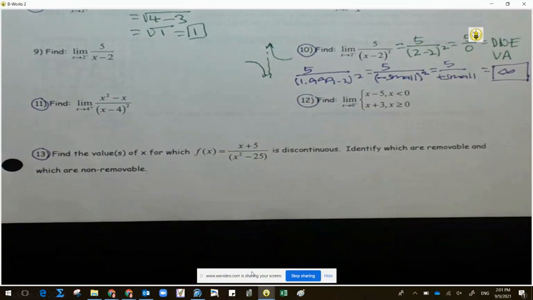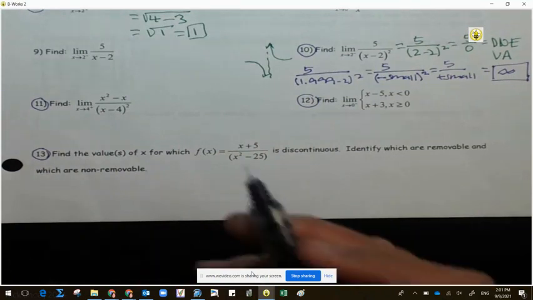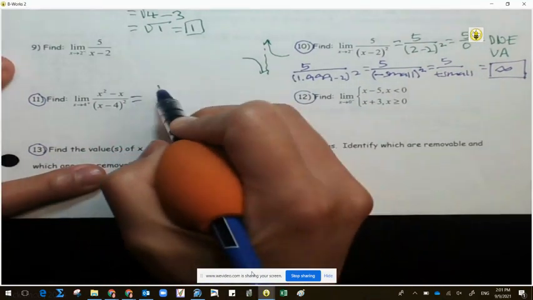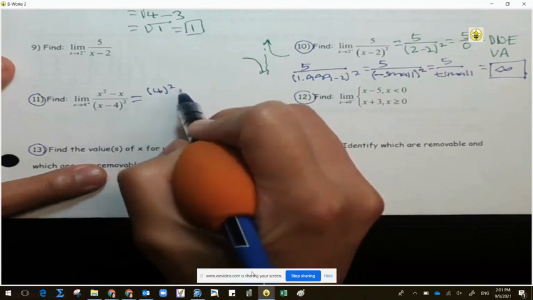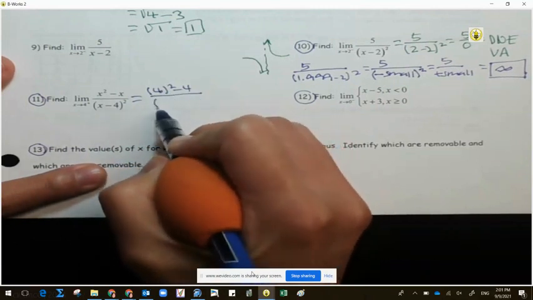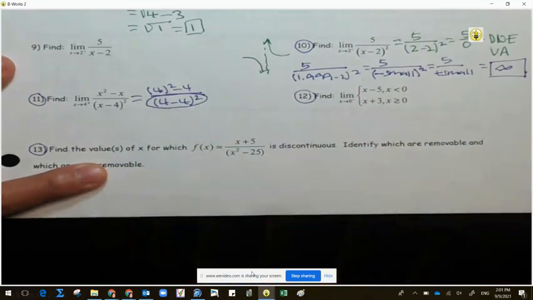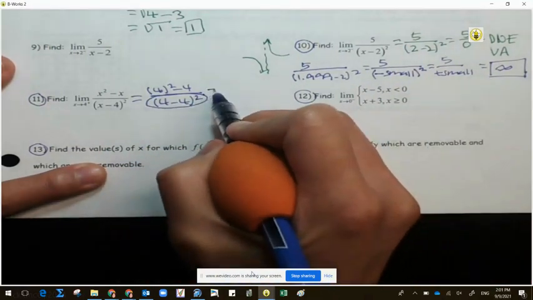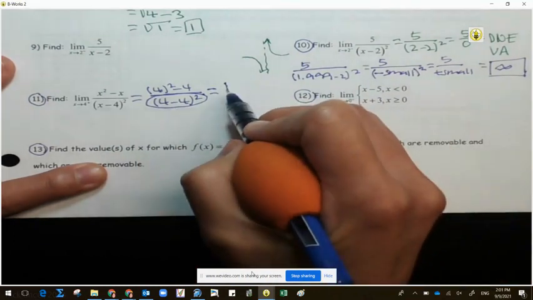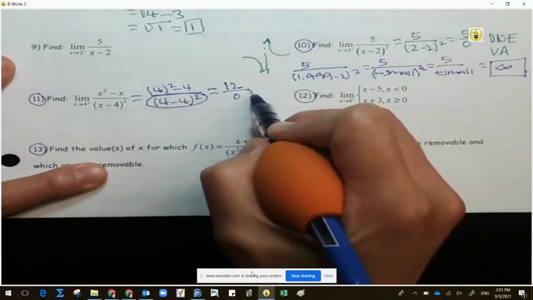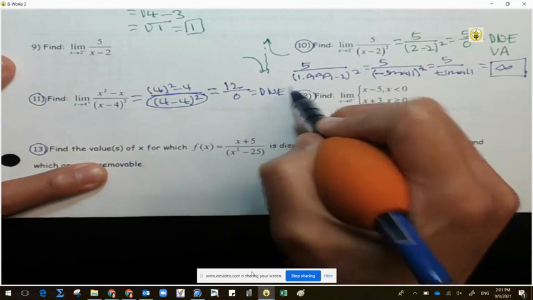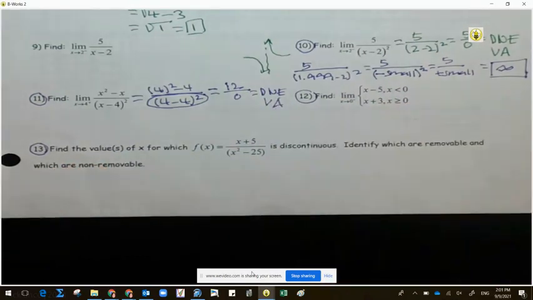So for number 11, let's go ahead and plug it in as if we don't know what's happening. So I have 4 all squared minus the 4 over 4 minus 4 all squared. That should already be a ding, ding, ding right here. Because 4 minus 4 is what? 0. So just in case you're thinking, what is on the top? 12 over 0. Does not exist means there must be a vertical asymptote. Meaning at the vertical asymptote, the graph will either go up abruptly or down on one side.